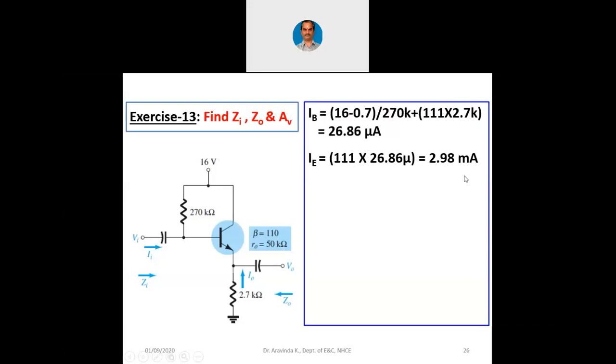Now when it is 2.98 milliampere, small re is nothing but 26 millivolts divided by 2.98 milliampere, which is 8.72 ohms. Now tell me the value of Zi. Zi is Rb parallel with (beta into small re plus capital Re). Quickly somebody calculate and tell me the answer.